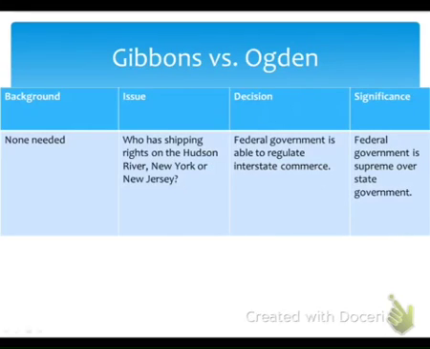The next one was Gibbons versus Ogden. The main issue is who has shipping rights on the Hudson River, New York or New Jersey? Who should be able to tax the other for using their territory? All these things kind of played in together. This whole idea is called interstate commerce. So the decision was that the federal government is the only one able to regulate interstate commerce. They're the ones able to control who goes where, when, and how much money they can make. The significance of this is, again, the federal government is supreme over the state government. So again, federal over state. Always remember, federal over state.